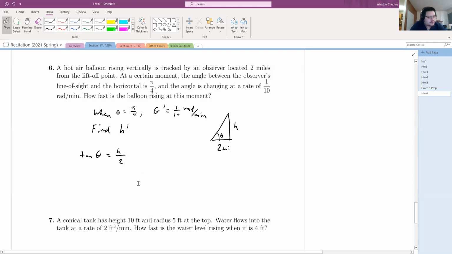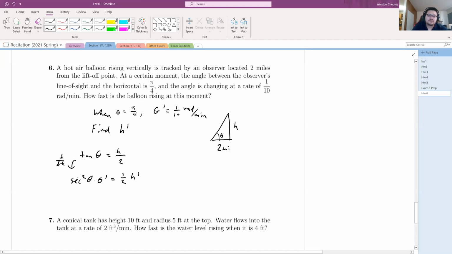Now we take the time derivative of this equation. There's not really anything else you can do at this point. So d/dt turns this into secant squared theta times theta prime. Remember, this is implicit differentiation. The theta is something that changes over time, so the way it changes with respect to time is non-trivial. So you have to write the theta prime there, and then the H also gives you H prime.